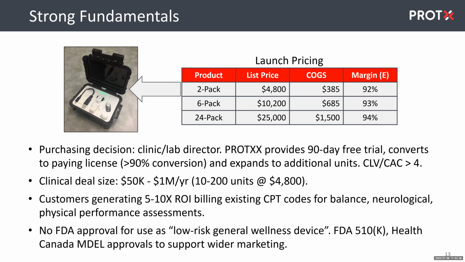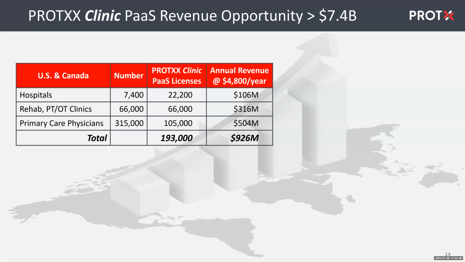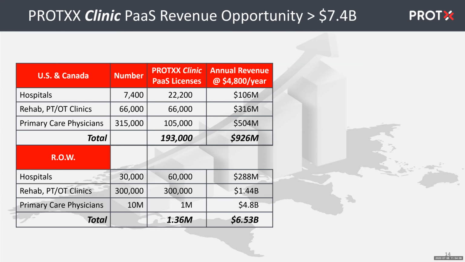Our customers, in turn, convert that into a 5 to 10x return on investment by billing existing CPT codes for balance, neurological, and physical performance assessments. If we look at target public and private healthcare provider customers in the 3 major categories to whom we're already selling the Protxx Clinic solution, this represents a $1 billion revenue opportunity for Protxx in the US and Canada, and over $7 billion worldwide.